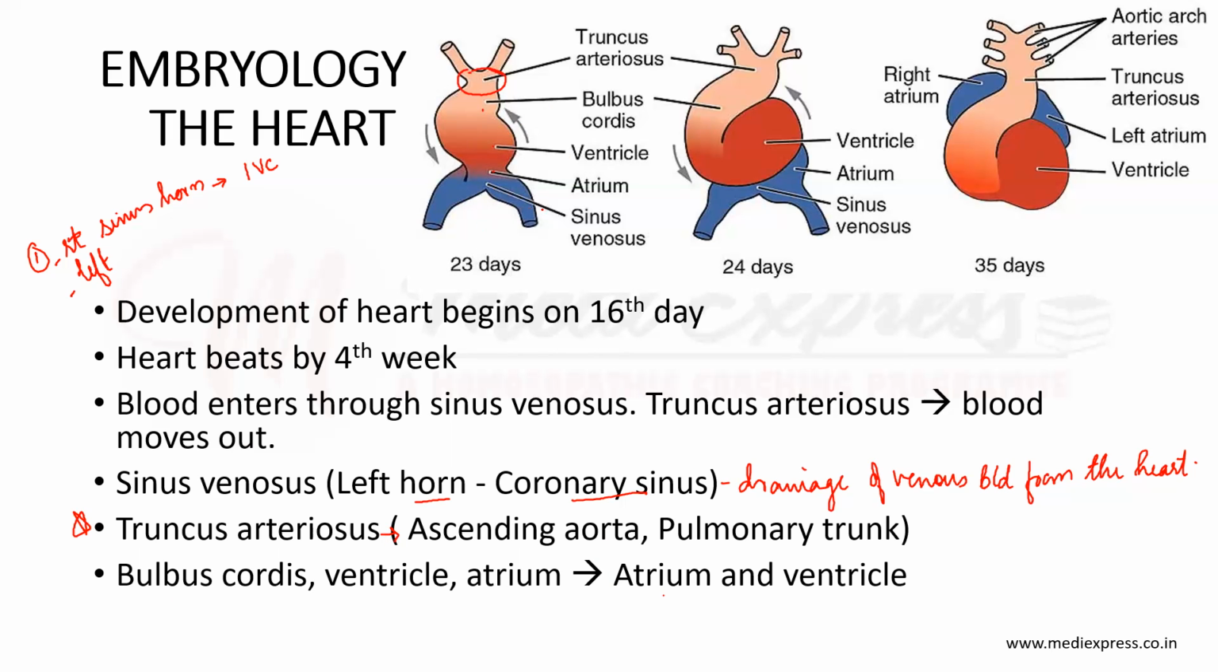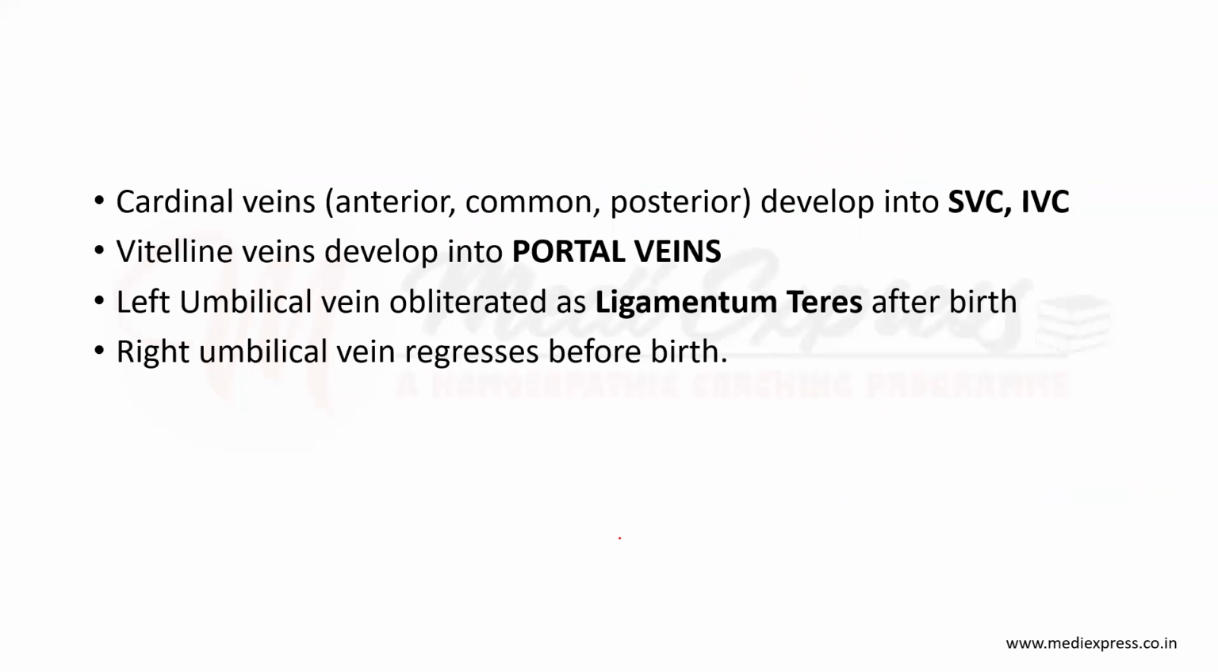Okay. We have the sinus venosus. The right sinus horn will become a part of the inferior vena cava, and the left one will become the coronary sinus. This much you have to remember regarding the embryology of the heart. Apart from that, one more thing, the cardinal veins that were there, that is anterior, common, and the posterior one, in the embryonic stage will develop into the superior vena cava and the inferior vena cava.